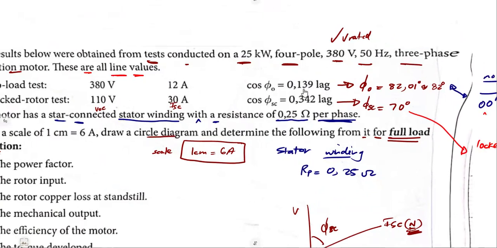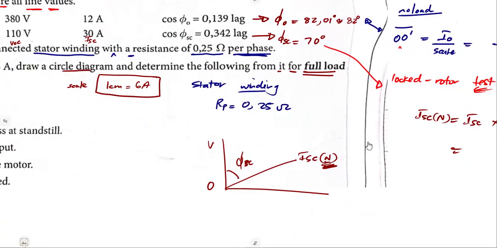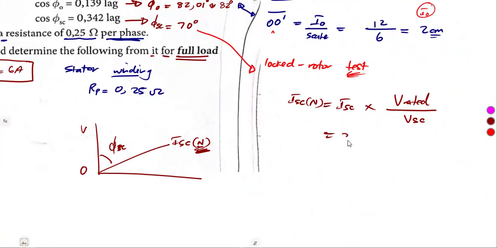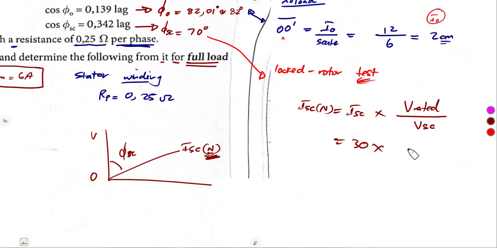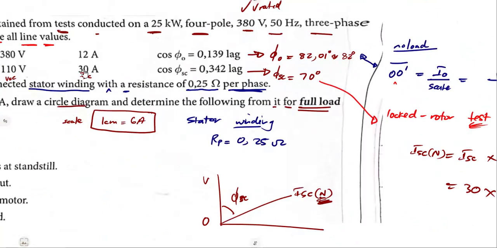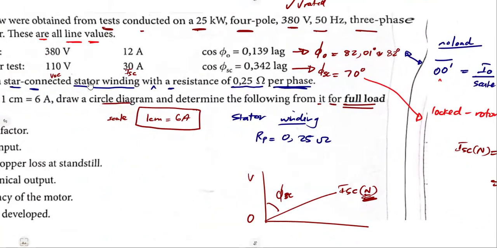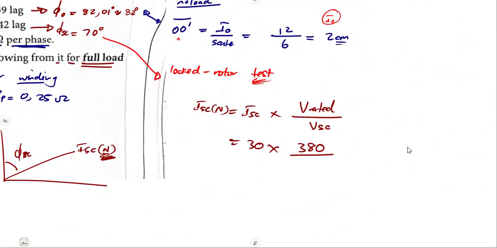So there, everything we have. Our short circuit current is 30 amps. Our V rated, remember, is 380, over the short circuit voltage here, which is 110. So this is what we're going to have.